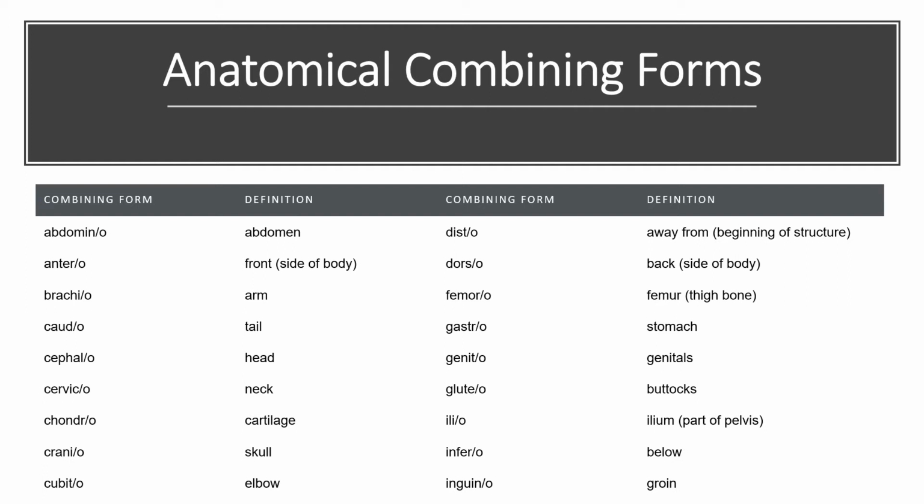Disto means away from the beginning of the structure. Dorso means the back side of the body. Femoro refers to the femur, or also the thigh bone. Gastro, stomach. Genito refers to genitals. Gluteo, buttocks. Ilio refers to ilium, which is a part of the pelvis.